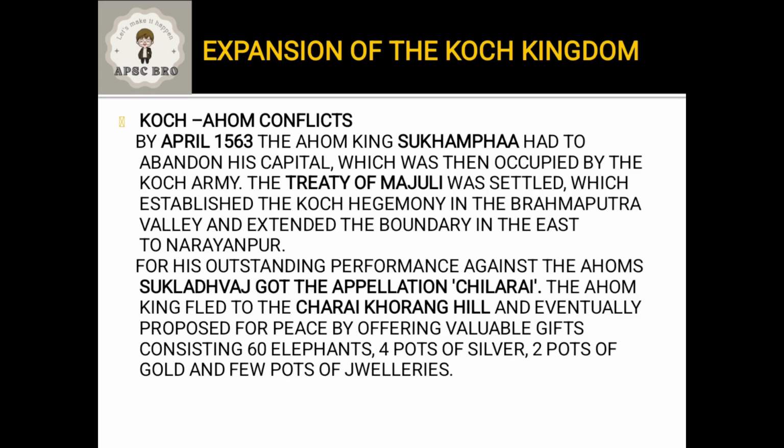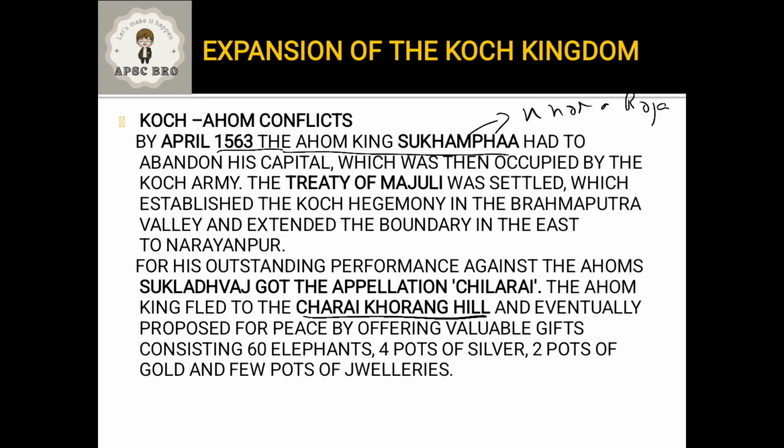Now, as I have already told you, because the Ahoms and the Kus both rose to power at the same time, there were conflicts. Around 1563, the Ahom king Sukampa, also known as Khora Roja, yes, we'll be dealing with him in detail when we do the Ahom kingdom, had to abandon his kingdom. When the Kus army attacked, he had to flee to Sorai Khurung.